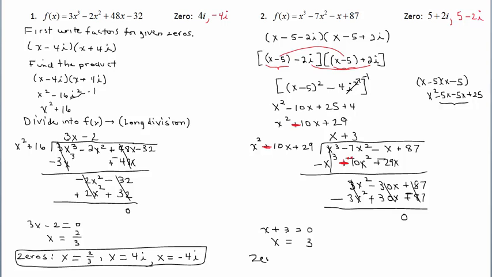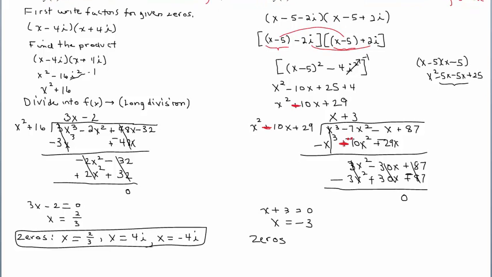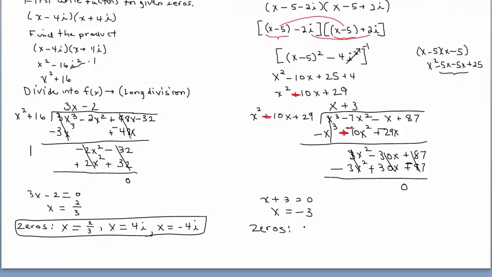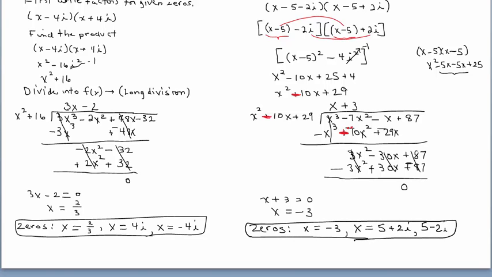So let's record all our zeros. One real and two imaginary for the cubic. What was it? 5 plus 2i and 5 minus 2i. There we go. So we have the set of steps recorded over here, so when we look back at it, we can remind ourselves what we did.